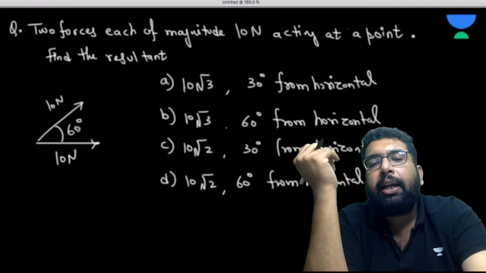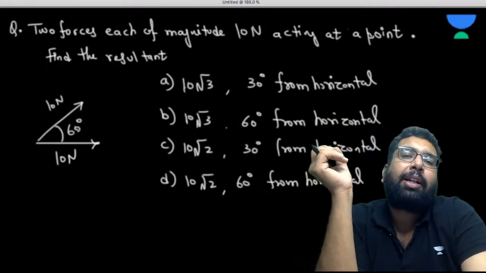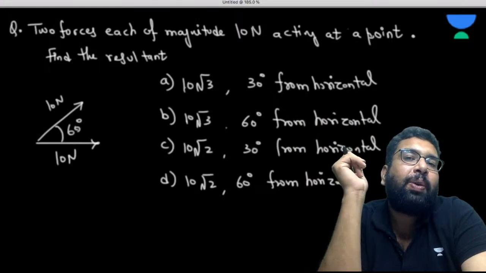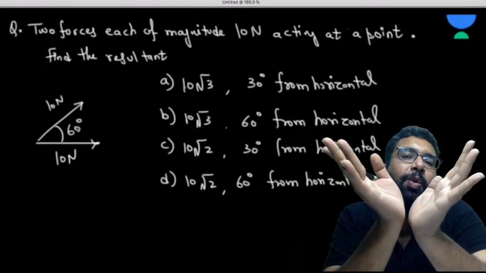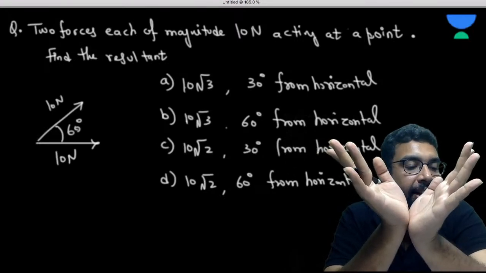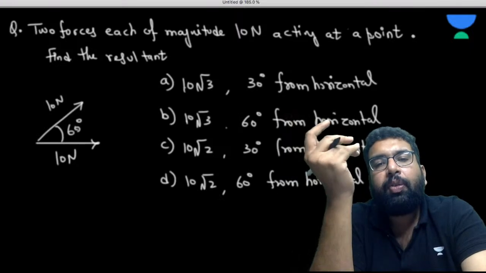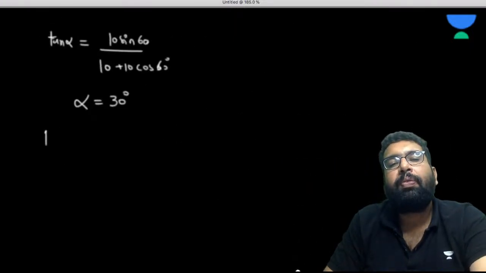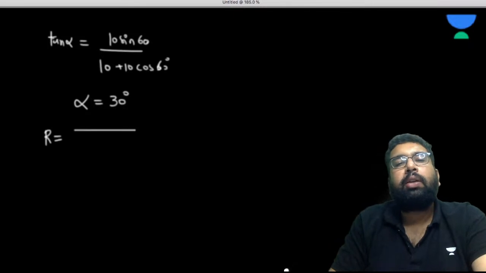Now secondly, we want to find the magnitude. See, it can't be 10 root 2. Why can't it be 10 root 2? Because we have seen that this will only happen when both are at 90 degree. We did it graphically. But still, if we want to calculate, we can go by finding the resultant in magnitude.